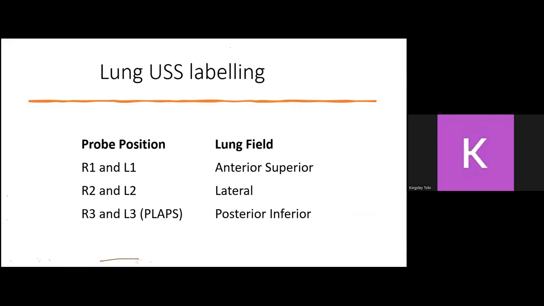Always examine both the right and left side of the chest. R1 and L1, right one and left one, is anterior superior. R2 and L2 is the lateral examination of the chest wall, and R3 and L3, right and left, is the last point where you look at the posterior inferior part of the lungs.